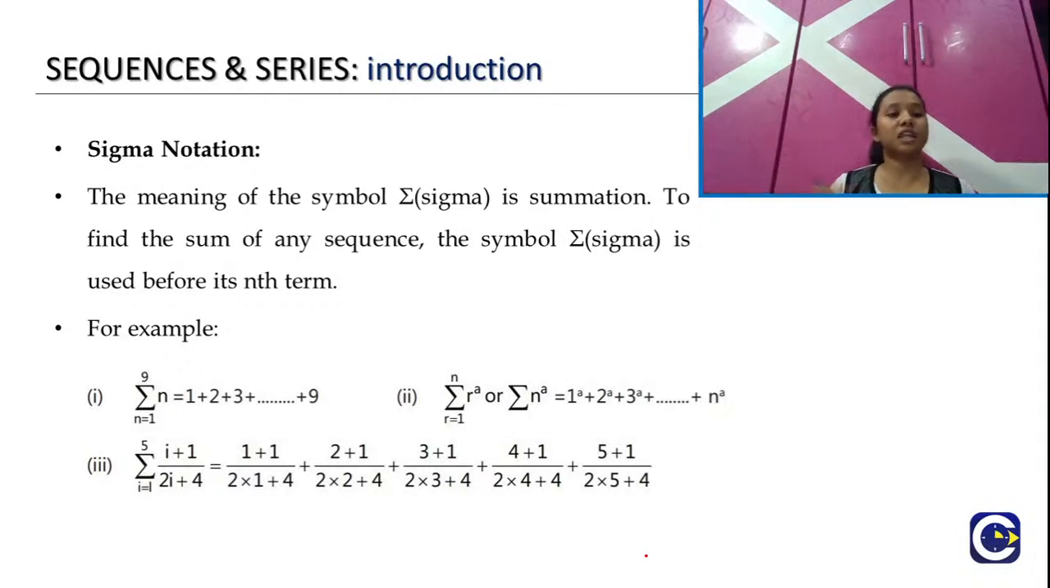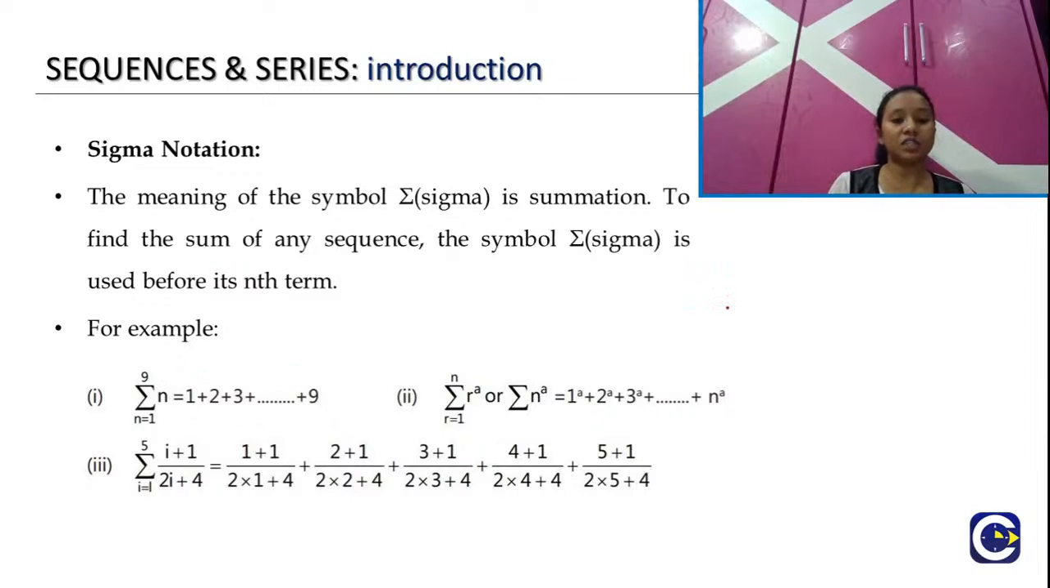So now as we have started discussing series, we have this sigma notation, because series is nothing but sum. So when we have a sum, we will definitely be using the symbol sigma, right? Which means the symbol sigma indicates that it is a summation, right? So symbol sigma indicates the summation of the terms here, right?